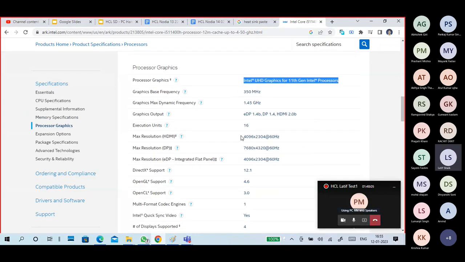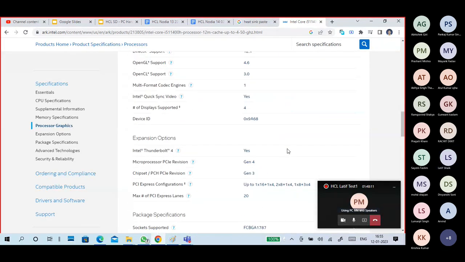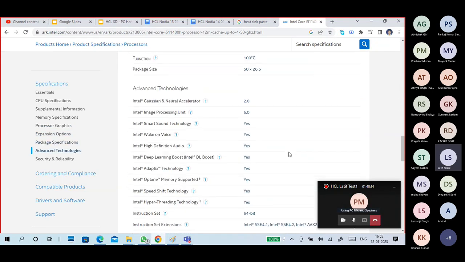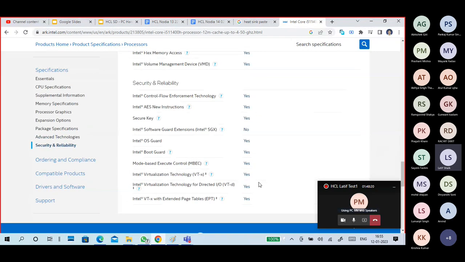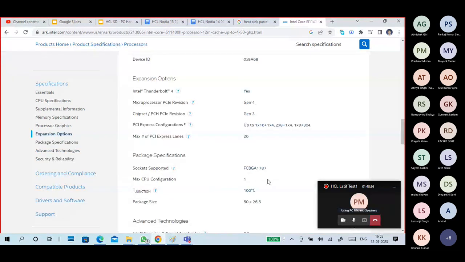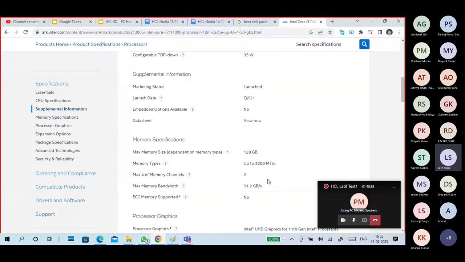Next, does it support this kind of HDMI resolution, almost like 4K resolution? It is supporting that. And I said no, so it is a compulsory check. Whether it's a 64-bit or 32-bit processor, it is a 64-bit processor anyway, of course. Then Intel virtualization technology is also built inside. Okay, so generally these are the things.